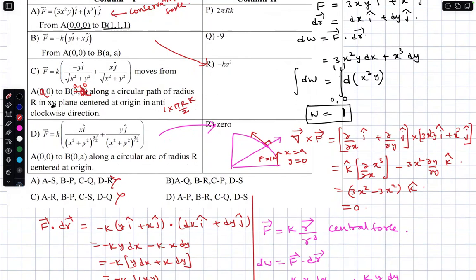If it is (a, 0) to (a, 0), then the answer is (a, 0) to (a, 0). Where you started, there only you came. So with 1 Newton force, you moved along a path of 2πr. So therefore, in this case, 1 times 2πr k. So in that case, C, the answer is P.